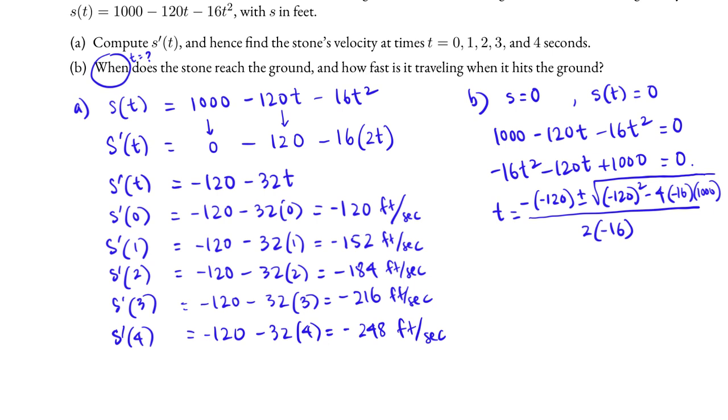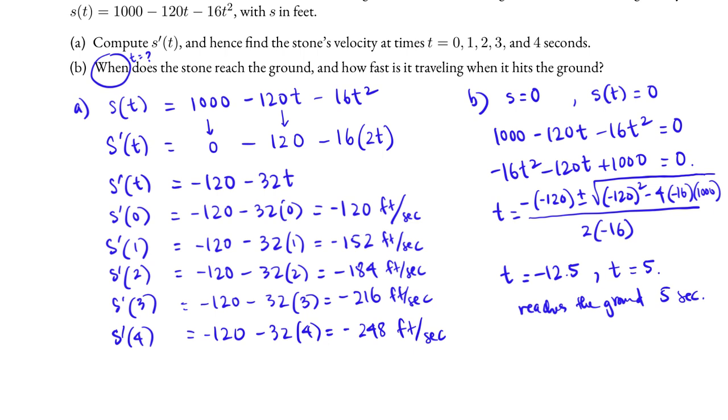If we simplify this, we will get t equals negative 12.5 for the plus sign, and for the minus sign, we will get t equals 5. We will not use negative time here because t represents seconds, and so we have t equals 5. We will say that the stone reaches the ground 5 seconds after it is thrown. t equals 5. How fast is it traveling when it hits the ground?